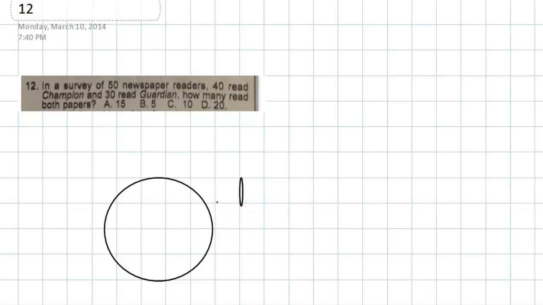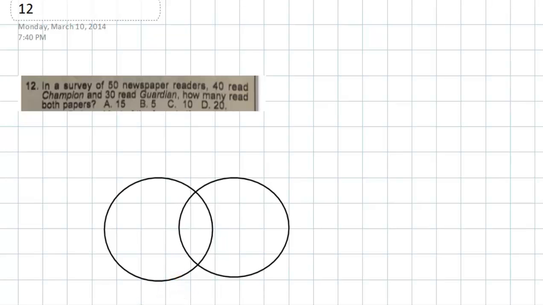Oh, that's not very, hold on. Try that again. Okay. Just assume that both circles are the same size. I'll try it one more time, see if I can get the circles to match sizes. Okay, well, that's pretty close.